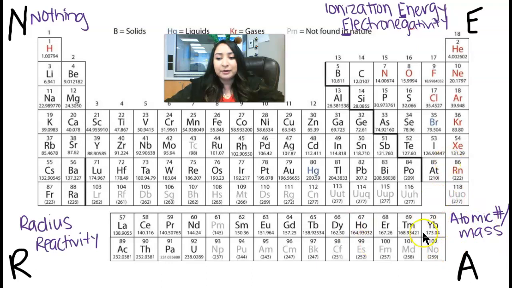Here at the bottom, down and to the right is the atomic mass and atomic number. And here to the right, or to the left, it's radius and reactivity. It increases as you go down and to the left.